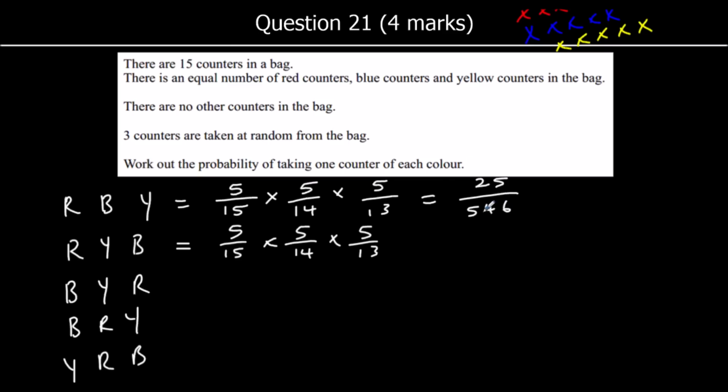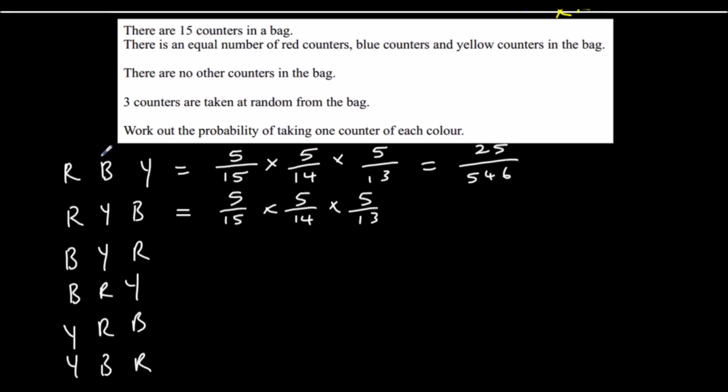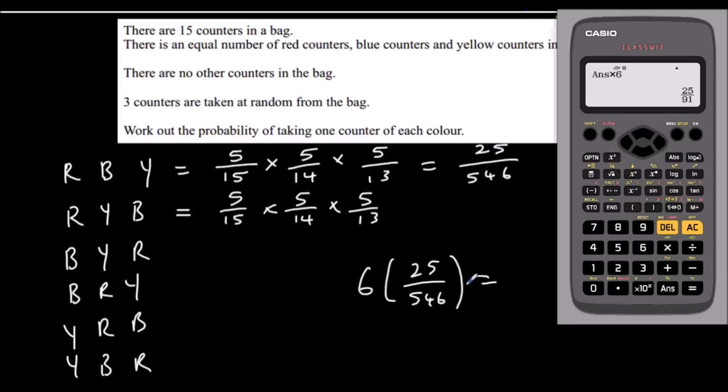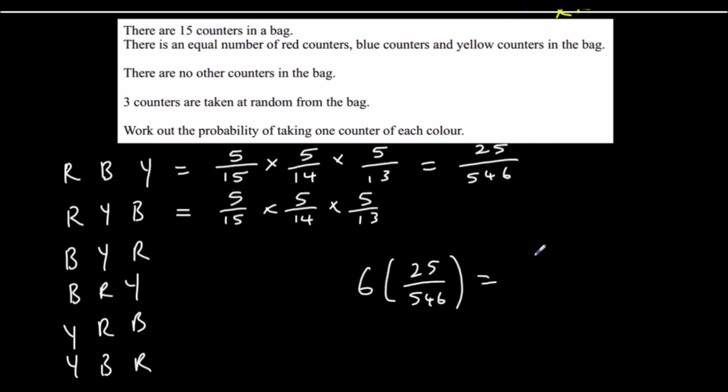And it's just that 6 times. So there are 6 possible ways of doing that same thing. So 6 times that answer. So if we did it 6 times and then added them all together, it's the same as multiplying it by 6. 25 over 91.